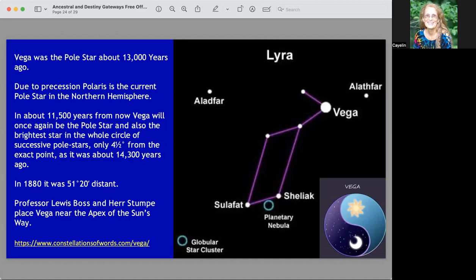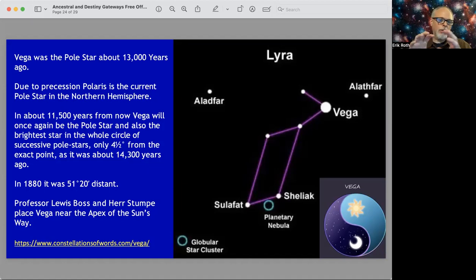It's only 4.5 degrees from the exact point, as it was about 14,300 years ago. In 1880, it was a 51-degree, 20-minute distance. Would you want to say more about that? Yeah, that was written by, it's just the amount of degrees, astronomical degrees from the center.